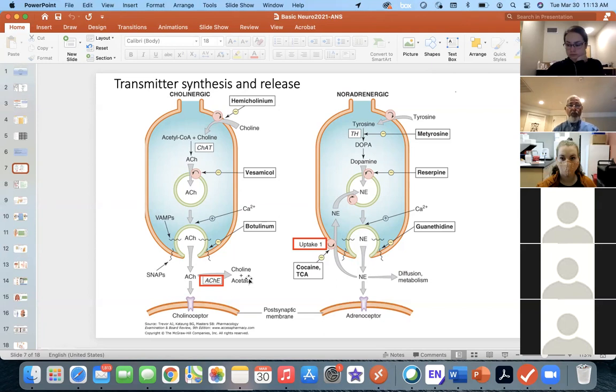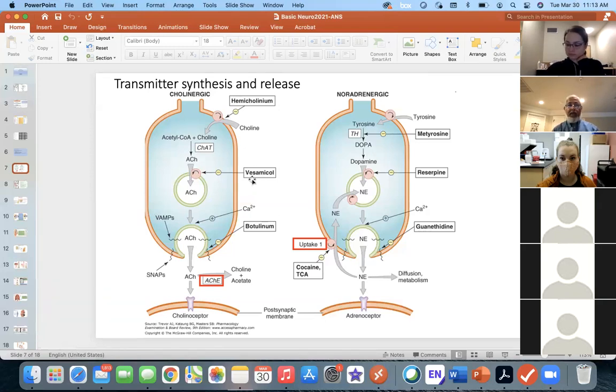Now, if we want to block the cholinergic transmission in any organ, we want to produce an anticholinergic response. Any drug that prevents the action of acetylcholine is called anticholinergic, right? So how can we do that? We can use a medication called hemicholinium. It will prevent the choline from going in. If the choline cannot get in, there will be no acetylcholine secretion, because acetylcholine cannot be produced.